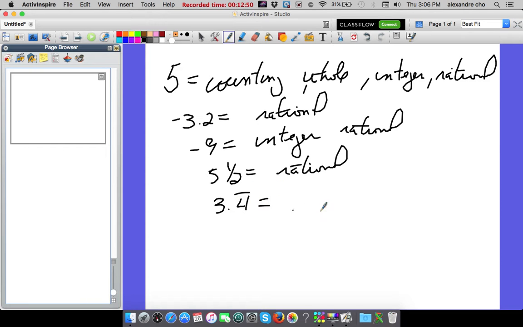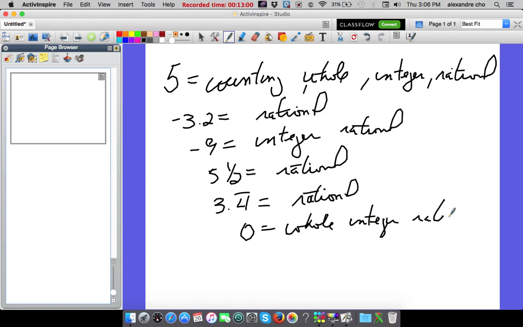3.4 with a bar notation on top is rational. 0 is a whole number, it's an integer, and it's rational. Okay? Easy. Six is compare, so let's compare.